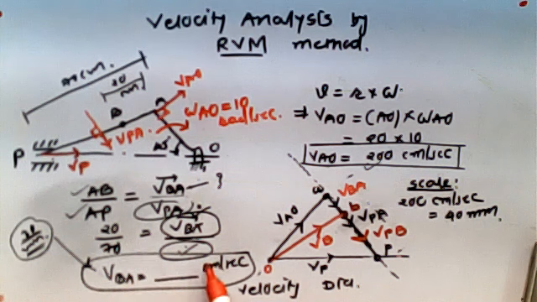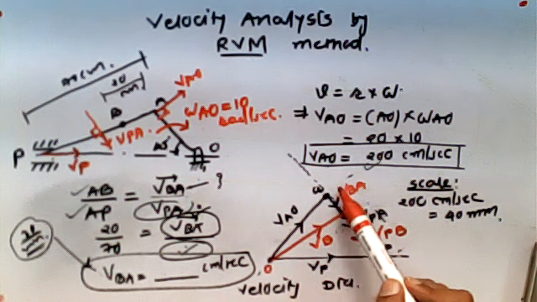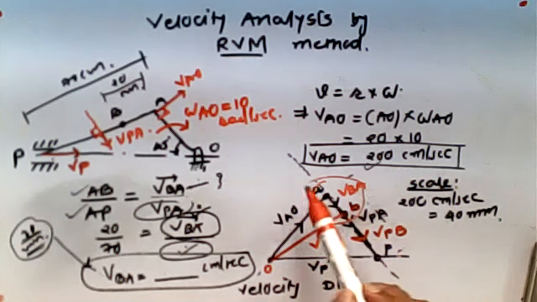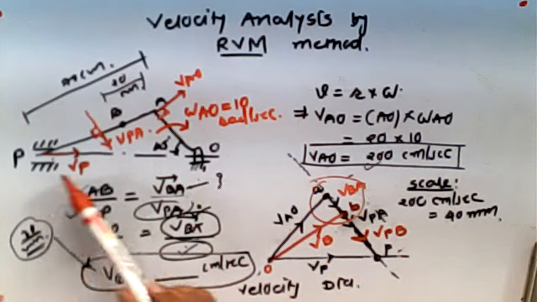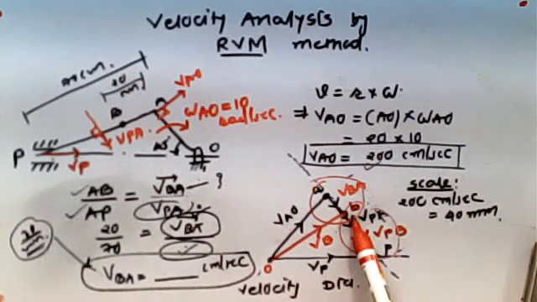So thereby, after converting that value into whatever scale you have taken, you can locate that particular point B, and if you join this particular point B with the reference, you will have the absolute velocity of point B. This will be your velocity of B with respect to A. This will be your velocity of point P with respect to B. Correct. So this is a relative velocity method.